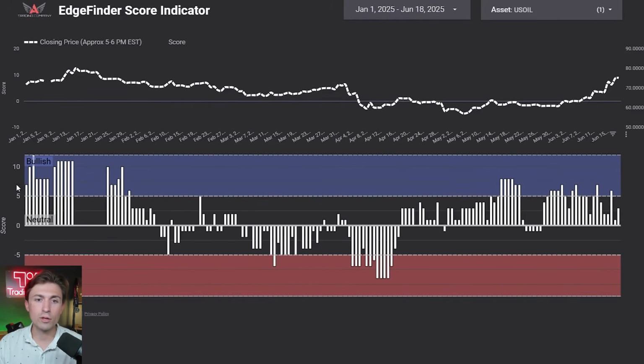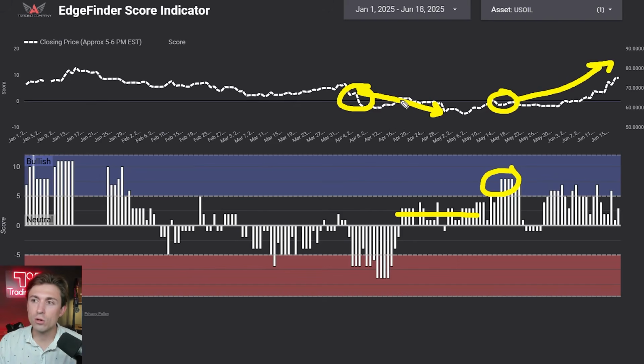And here's a look at oil, which I think is possibly one of the more impressive ones in recent times. It got very bearish early in April, which we saw some downside move. Then we went neutral. Then we got bullish around late May, which ultimately ended up being a very strong signal that preceded the big run up we've seen so far this year.